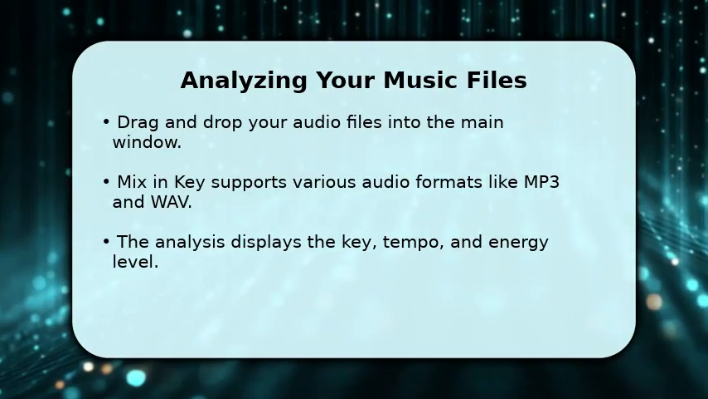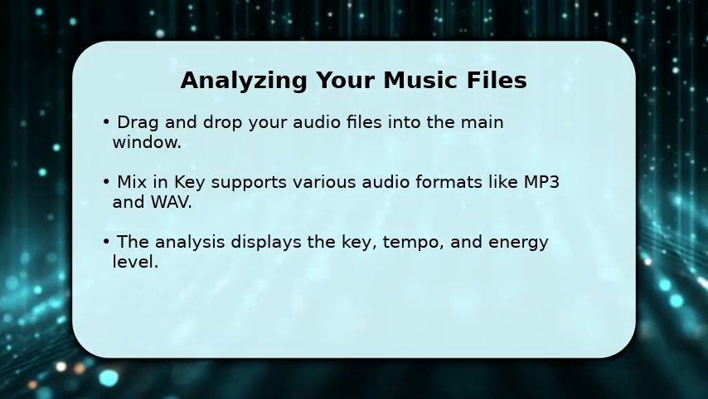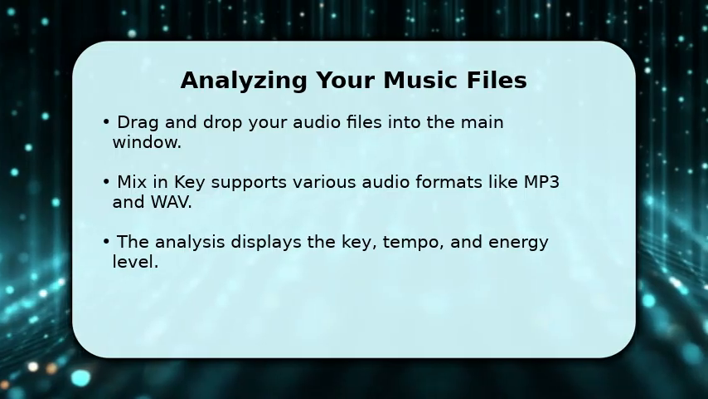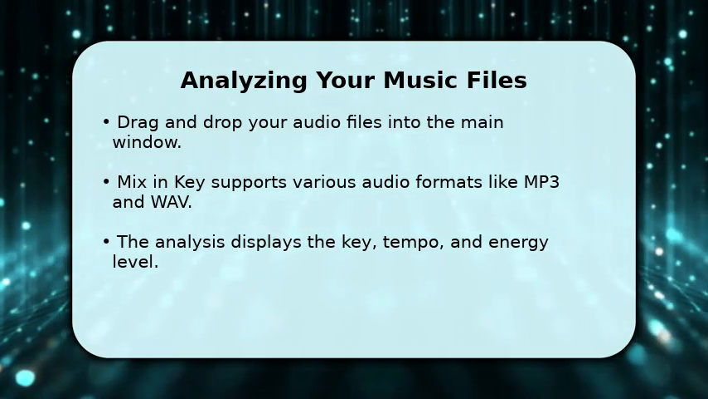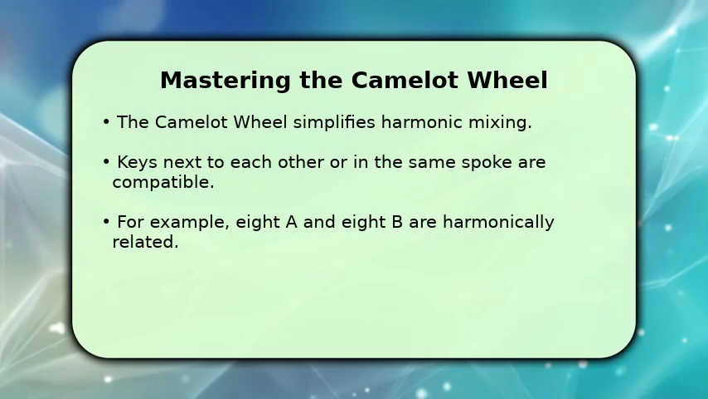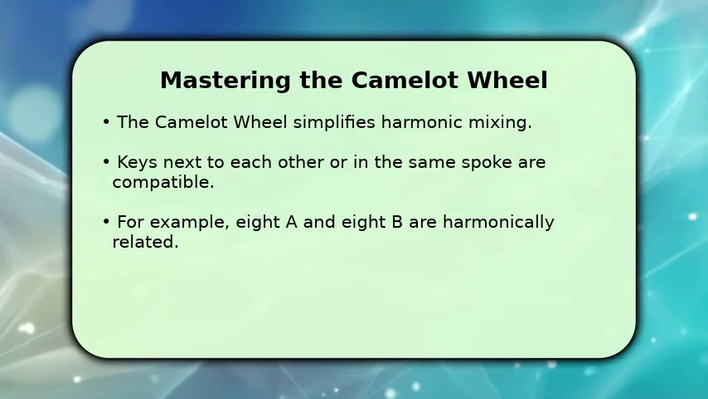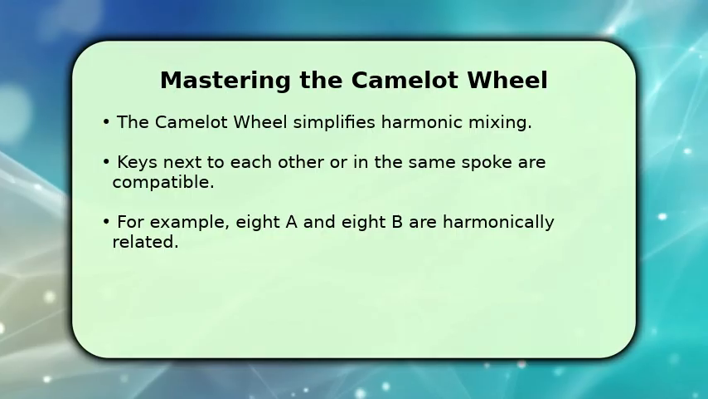You will then see detailed information such as the precise musical key, beats per minute, and an energy level rating, all essential for informed mixing decisions. The Camelot wheel is a core feature, simplifying harmonic mixing significantly.